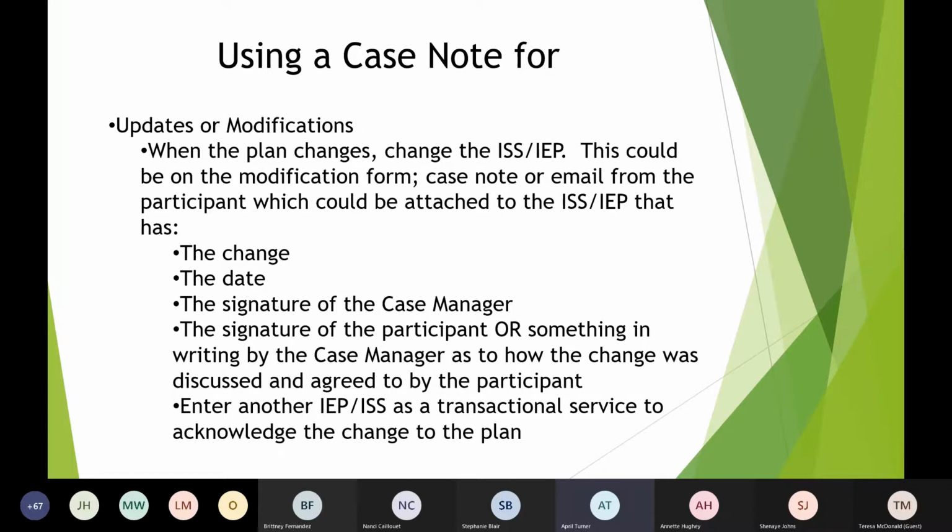You would also attach whatever document you have, be it the case note or the email, or however you know that they have to have this change done. You would attach that to your IEP for your update or your modification. And this is going to save a step in not being so redundant in your paperwork. It will help a lot with speeding things up for that participant.